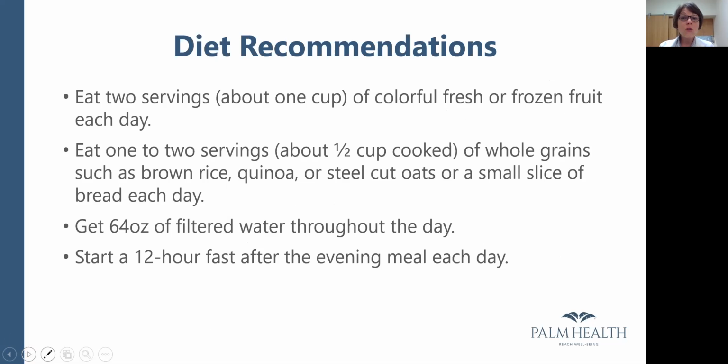Again, very colorful. And then about a half cup of cooked grains or a small slice of bread once or twice a day. And make those the whole grains, the quinoa, the brown rice, steel cut oats type thing. Make sure you're getting your 64 ounces of water, and think about fasting overnight. Think about the circadian rhythm: eating when the sun is out and not eating when the sun is down. So after dinner, give yourself a 12-hour break where the body rests and digests. It's not a diet. It's just not eating all the time.